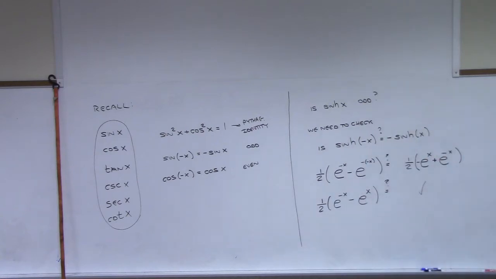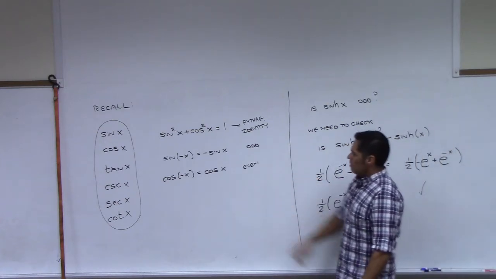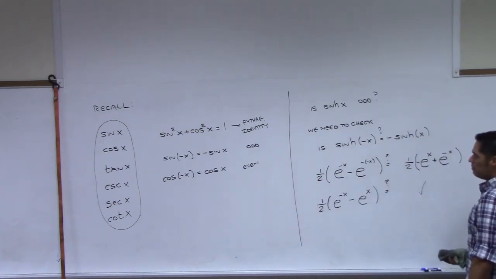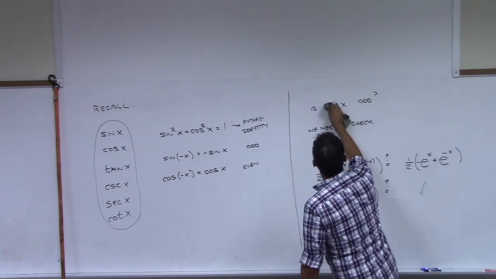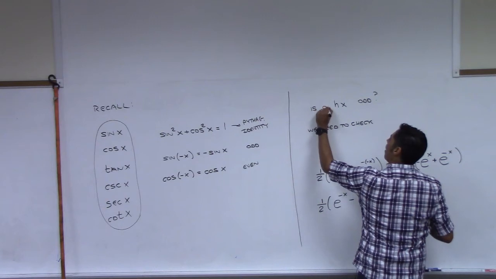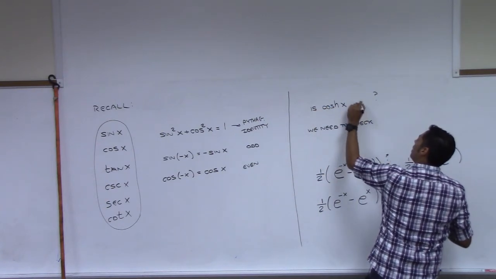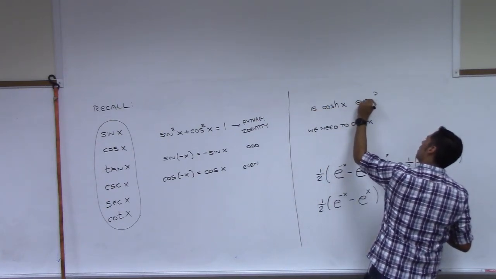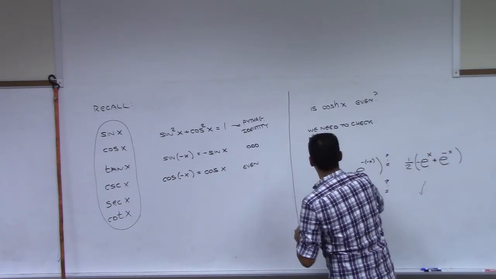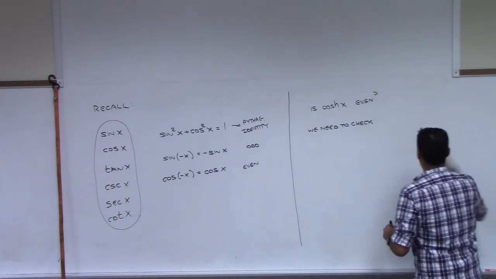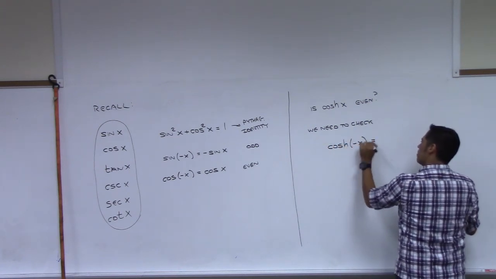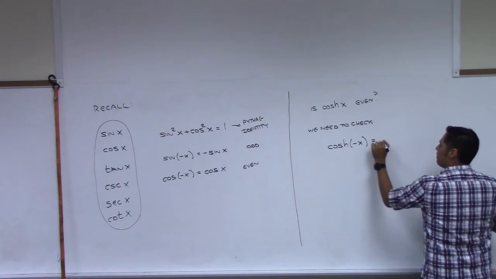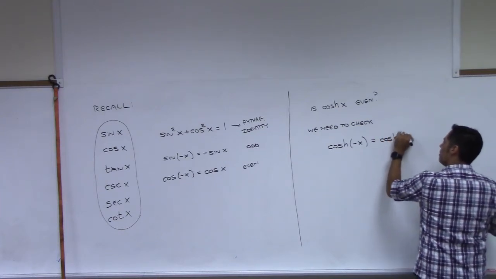Let's try cosine. Is cosine odd? I mean, it's not odd. Is cosine even? Well, shall we check it? What do we need to check? If we want to know is cosine hyperbolic of x even, what do we need to check for this to be true? Is cosine hyperbolic of negative x equal to just cosine hyperbolic of positive x?